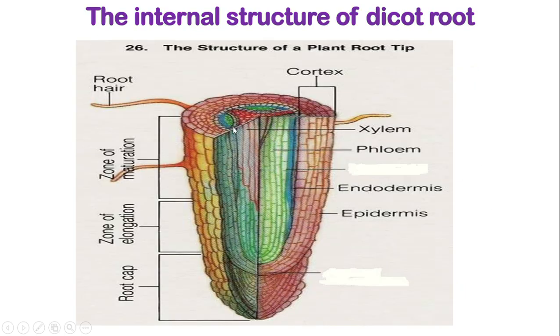Okay, this is another structure of root. This is root hair, and this portion where root hairs are present is the zone of maturation, then the zone of elongation, and the last one is root cap. This is the cortex, and this one is xylem, this is phloem, this is epidermis, and this is endodermis.